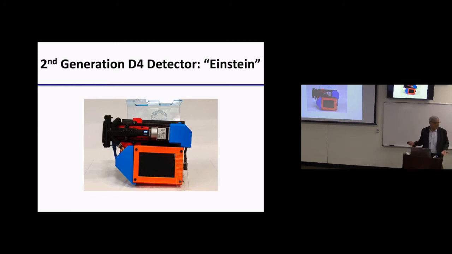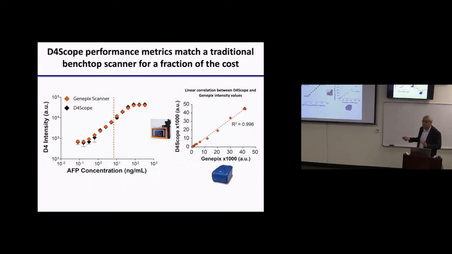Fine, you can build it, but how does it work? Right? I mean, anybody can build anything. Does it even work, and how well? It works remarkably well. I mean, Jason is amazing. Here's a GeneSpeak scanner. Here's our D4 scope. Dose response curve, identical. Sometimes we're a little bit worse, but we're very, very close, and it's good enough for most things. And concordance, meaning how well does the data agree? R square of 0.996. You can actually see the concordance right here.